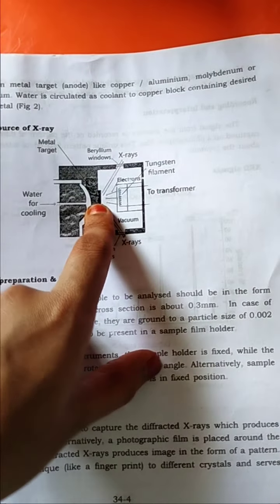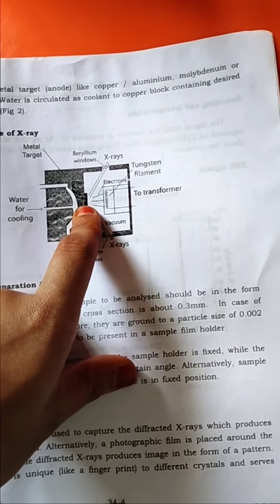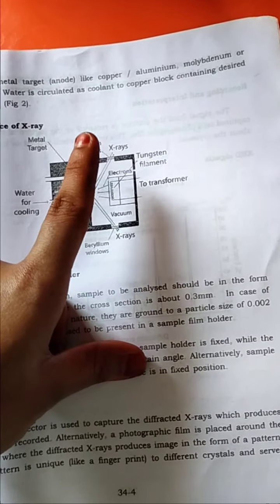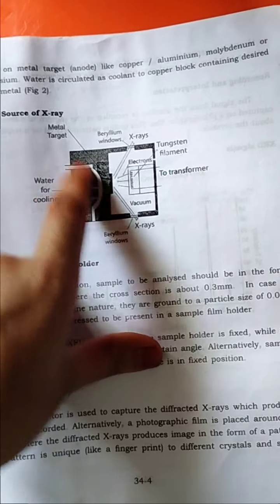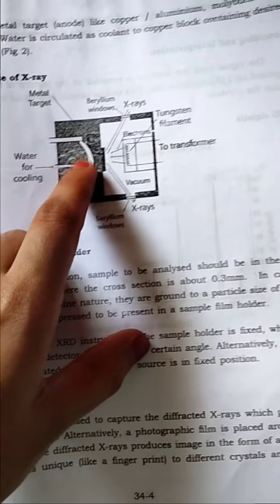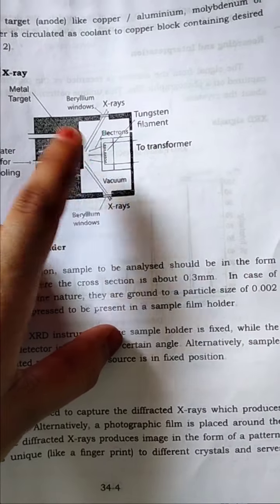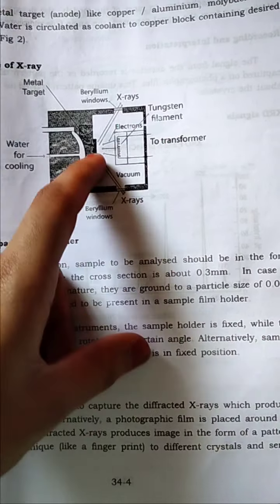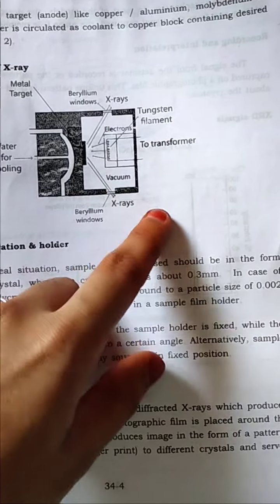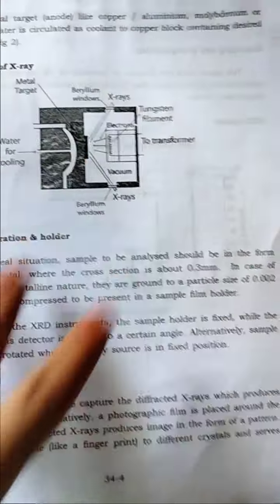The electrons collide with this target, then the heat is transferred to the copper or aluminum. Water is circulated as coolant through the copper block containing the desired target material. Here water is passed through. It cools the metal target, and the X-rays will pass through this metal, and the transformer transfers the light.